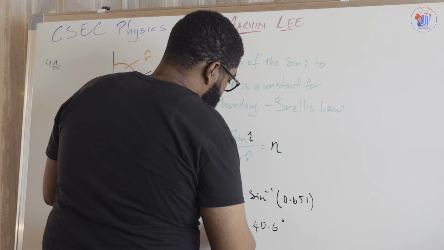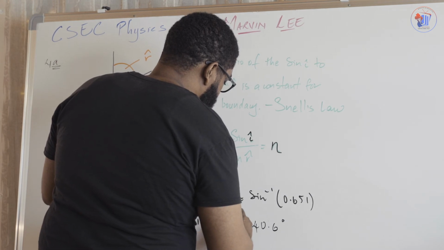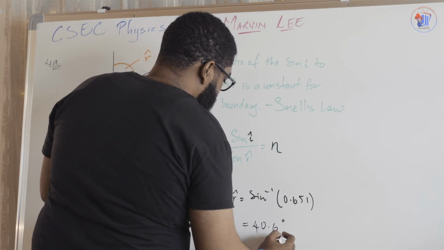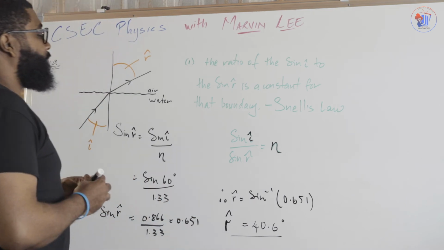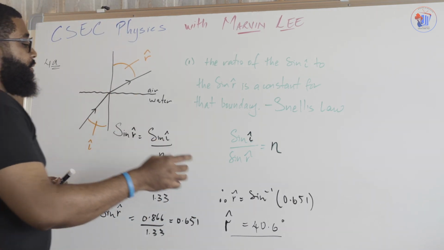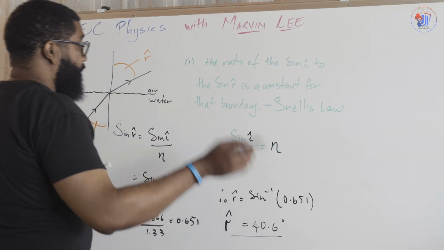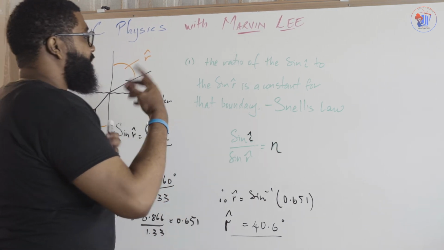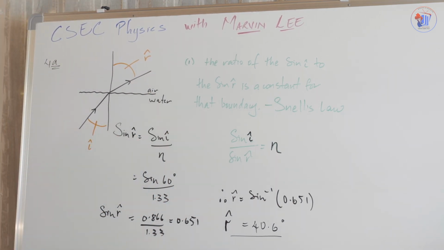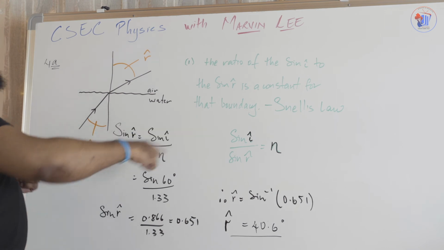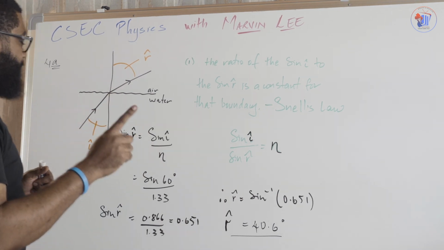40.6 degrees is our angle of refraction. Please note it is an angle, hence it is measured in degrees. Also do note that the refractive index is dimensionless, it has no units, so please don't ever put 1.33 degrees. Don't do that, just don't.